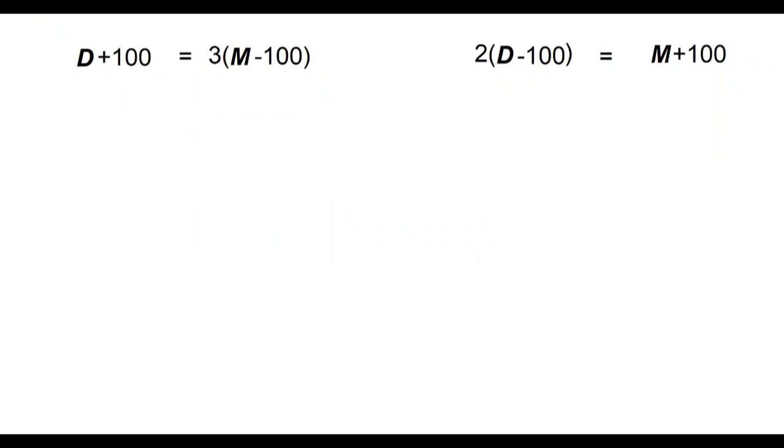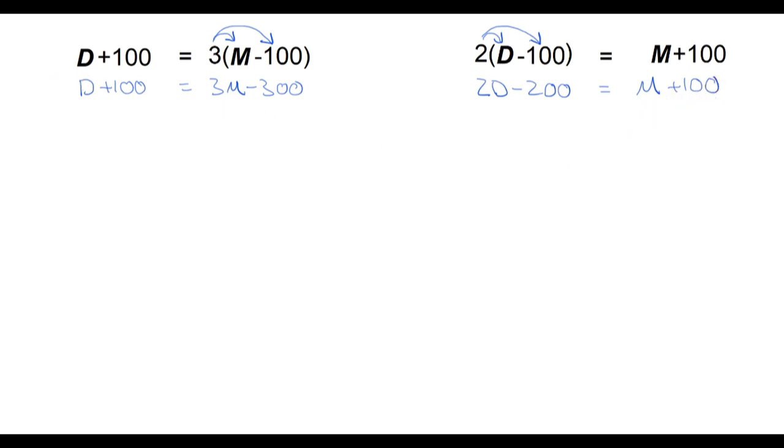So now that we have our equations, we'd like to perform some algebra on them. And so first, we're going to distribute through the parentheses. So when we do that, we end up with d plus 100 is equal to 3m minus 300. And we end up with 2d minus 200 is equal to m plus 100.